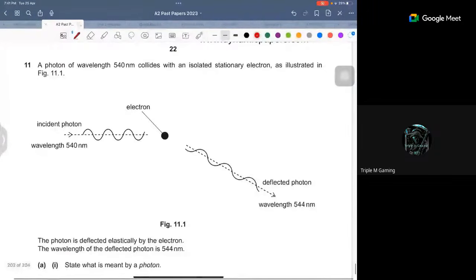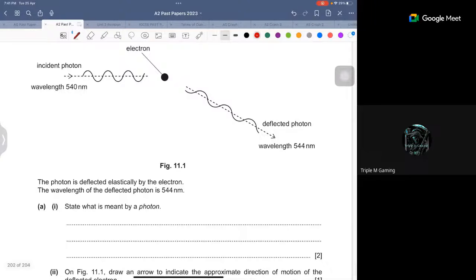Anyway, so a photon of wavelength collides with an isolated stationary electron, and then the photon is deflected elastically by the electron. Elastically. Do you guys know what elastic collision means? Just for my knowledge, I just wanted to know.